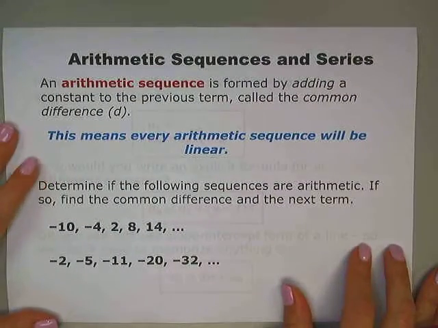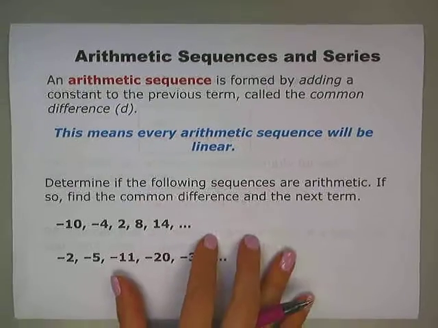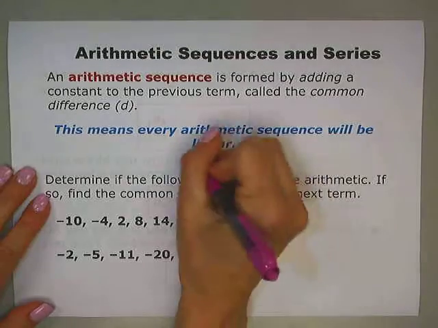Beginning with an arithmetic sequence, what it is, it's formed by adding a constant to the previous term called the common difference. Use the variable d. This means every arithmetic sequence will be linear. Now that's the key to today's lesson. Every sequence and series we look at today will be linear, making it nice and easy to figure out the pattern and to figure out the explicit and recursive rules for them as well. So every arithmetic sequence and series will be linear.